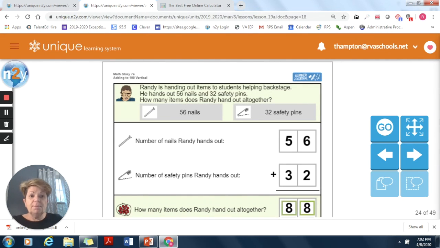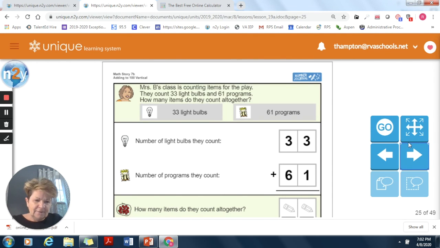All right, let's do one more addition problem, and then we'll let you go for today. Okay, let's see how we can do with this one. So we have Miss B's class is counting items for the play. They count 33 light bulbs and 61 programs. How many items do they count all together? So you tell me what we're going to do.